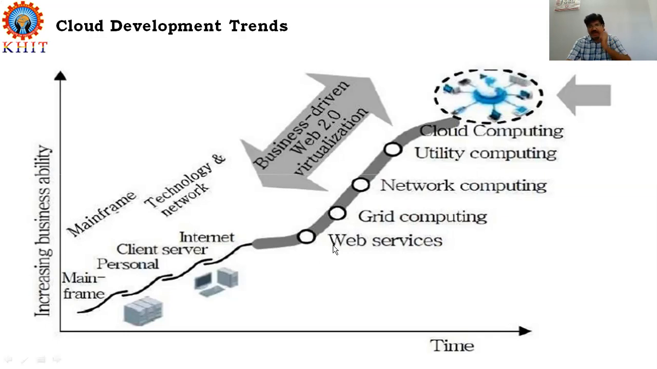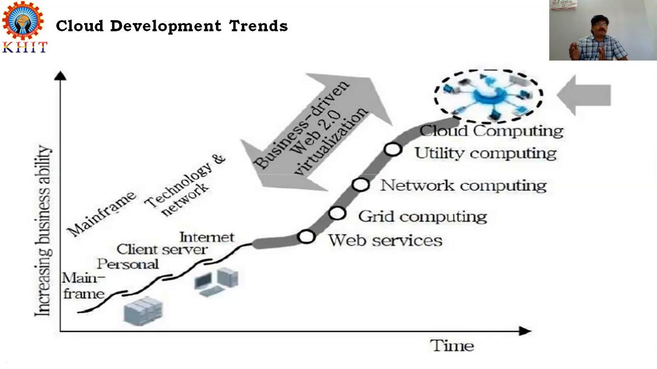The first service is web services. The web services example is AWS, Amazon Web Services, and some other web services also came into the market. The web services are coded with XML, extensible markup language. Now it moved to another computing technique called grid computing. So grid computing came into the market.